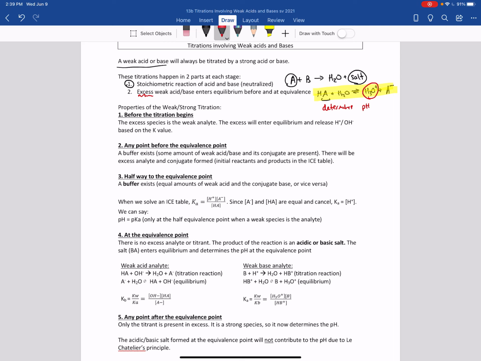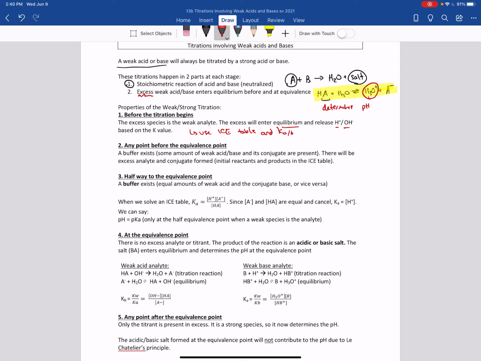So, stage one. If we were to break our titrations down into 5 stages, this is how we would do it. Before the titration begins, there's only the weak analyte. So there's an equilibrium, and we'll use an ICE table and the K value, Ka or Kb, depending on if it's an acid or a base, to determine hydrogen or hydroxide, and then calculate pH based on that. So that'll be the same for the beginning of any titration.